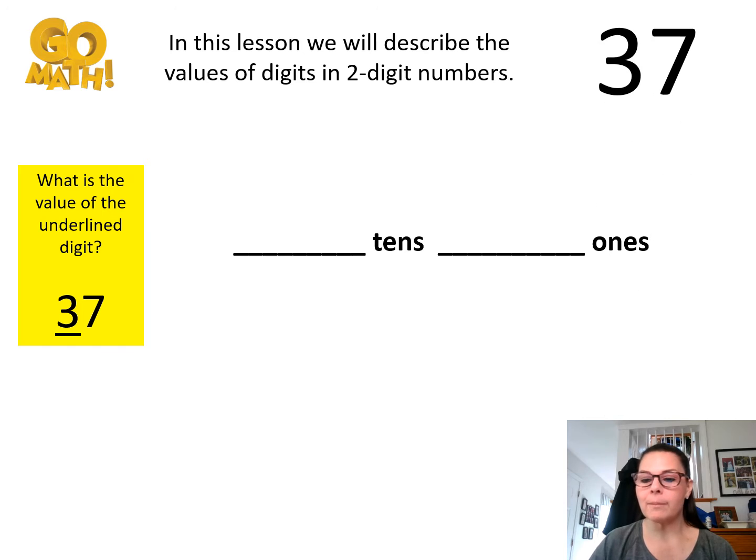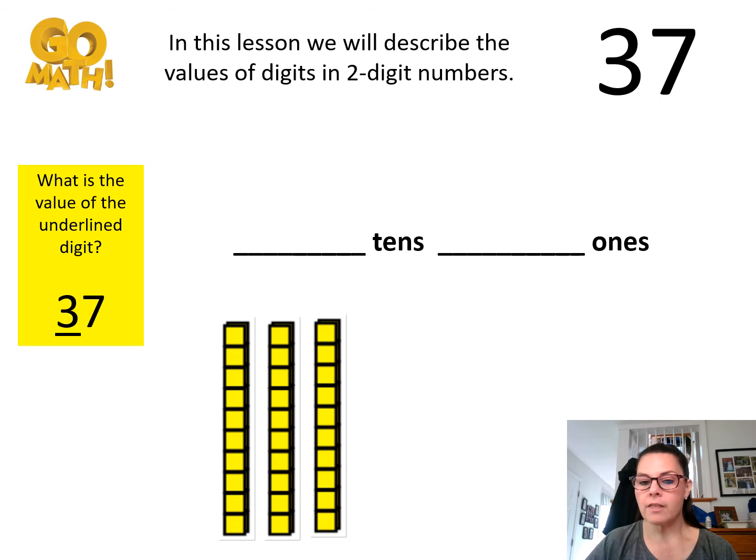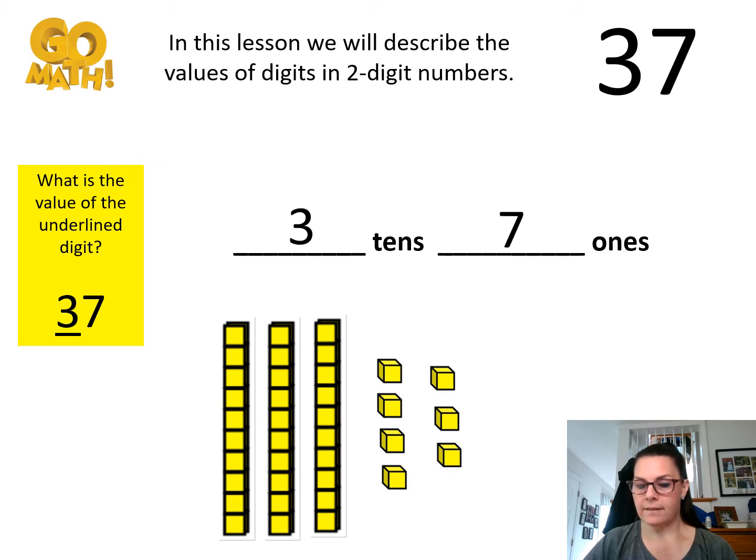This time we're going to talk about 37. So let's start by drawing that quick pic of 37. 10, 20, 30. How many units do I need this time? Do you know? 7. 1, 2, 3, 4, 5, 6, 7. So how many tens do I have, boys and girls, right here? 3 tens and 7 ones.